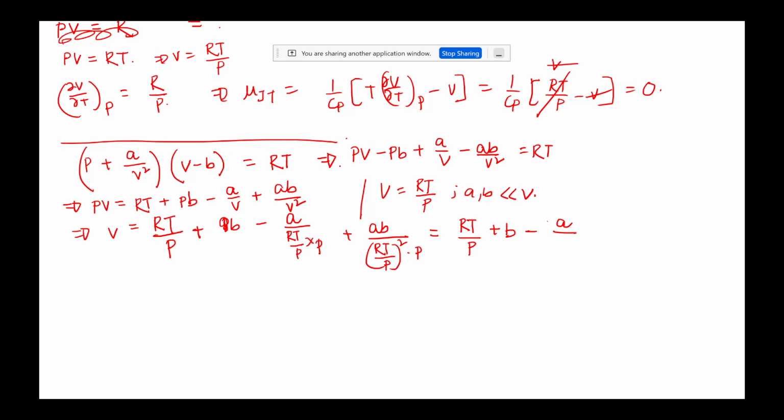Why are we doing this? Because we want to know the change of volume with respect to temperature. In this expression, R and T appear together, so if you take del V del T, the terms cancel out. But this will be a complicated equation.